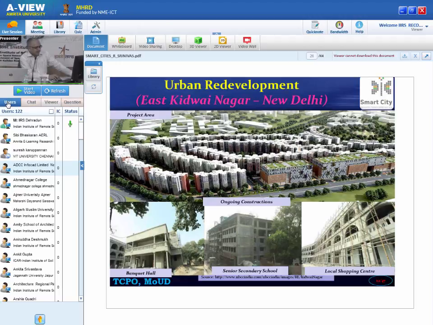Now, this is also a Government of India project, where the Directorate of Estates, through the National Building Construction Corporation, has gone totally for redevelopment. This is demolishing the earlier East Kidwai Nagar, an area where all the government quarters were low-rise, low-density. Now they have been demolished, and high-rise, high-density development has been envisaged by the National Building Construction Corporation, and it is under construction. And you can see that all the provisions have also been made, including schools, local shopping center, banquet hall.